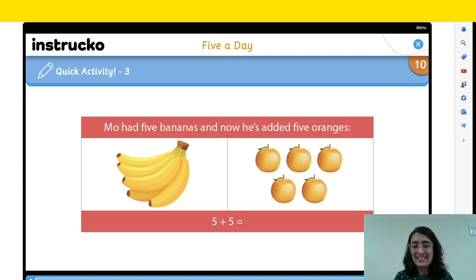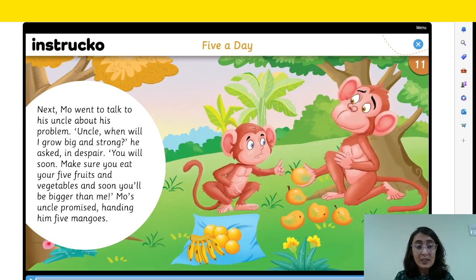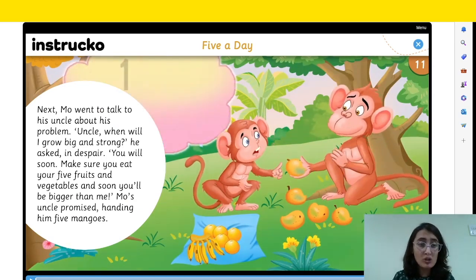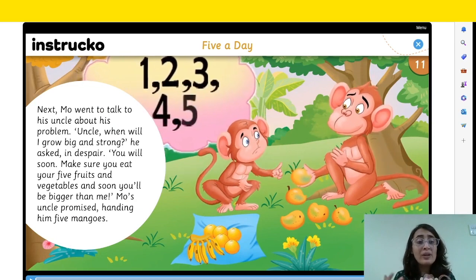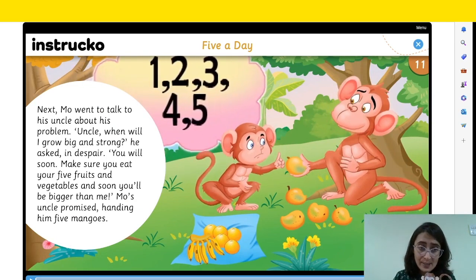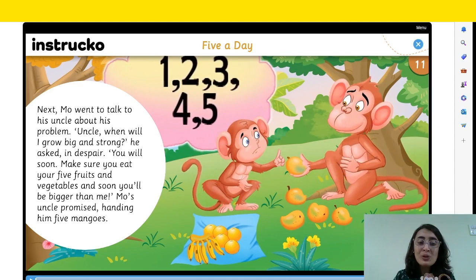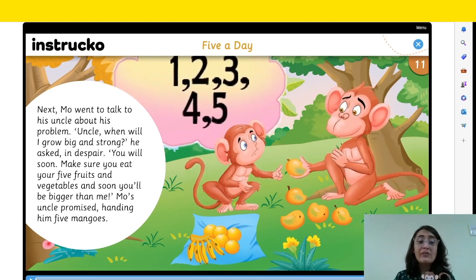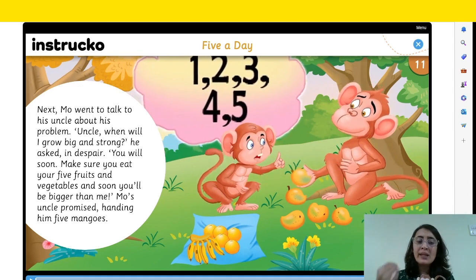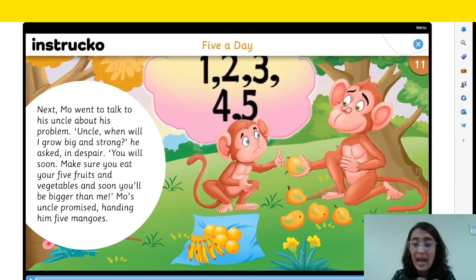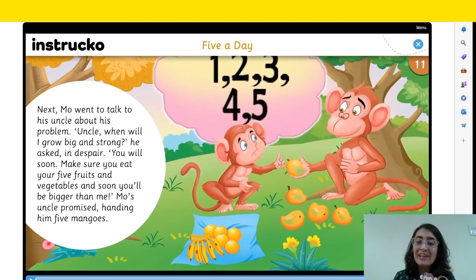Correct. Nice. Okay. Next, Mo went to talk to his uncle about his problem. "Uncle, when will I grow big and strong?" He asked in despair. "You will soon. Make sure you eat 5 fruits and vegetables, and soon you will be bigger than me." Mo's uncle promised, handing him 5 mangoes.